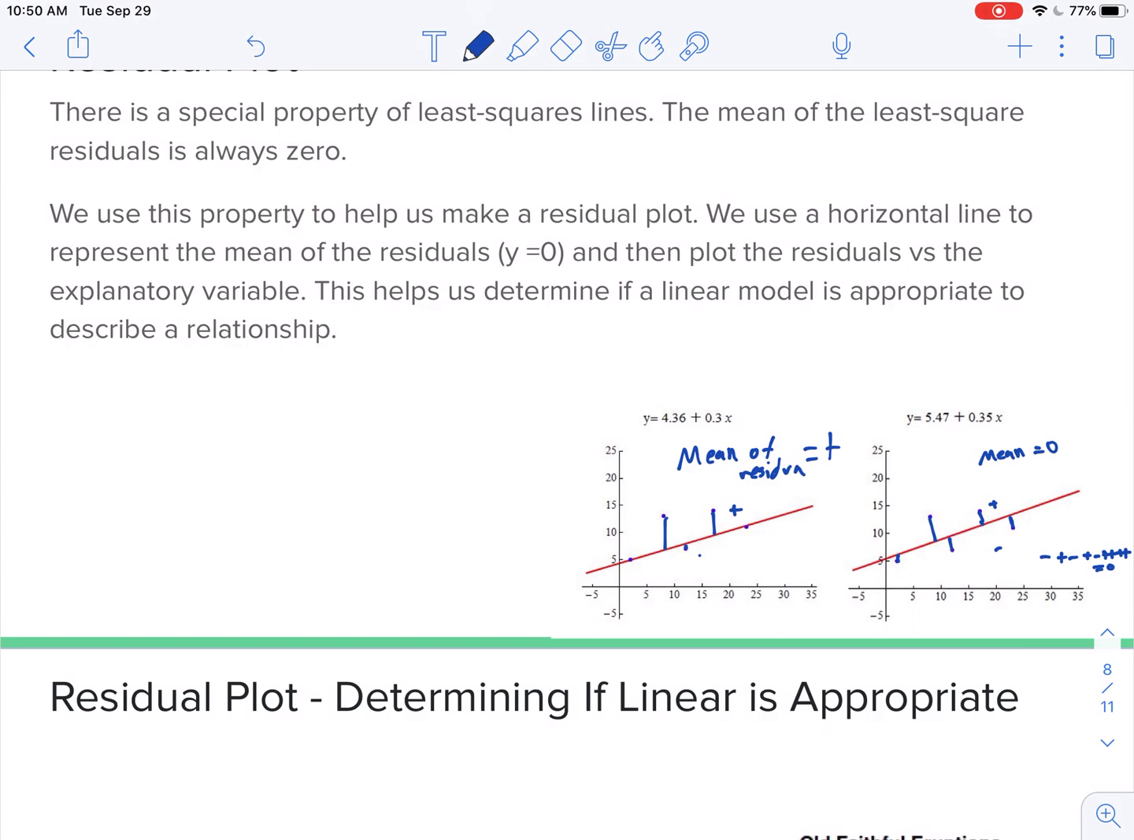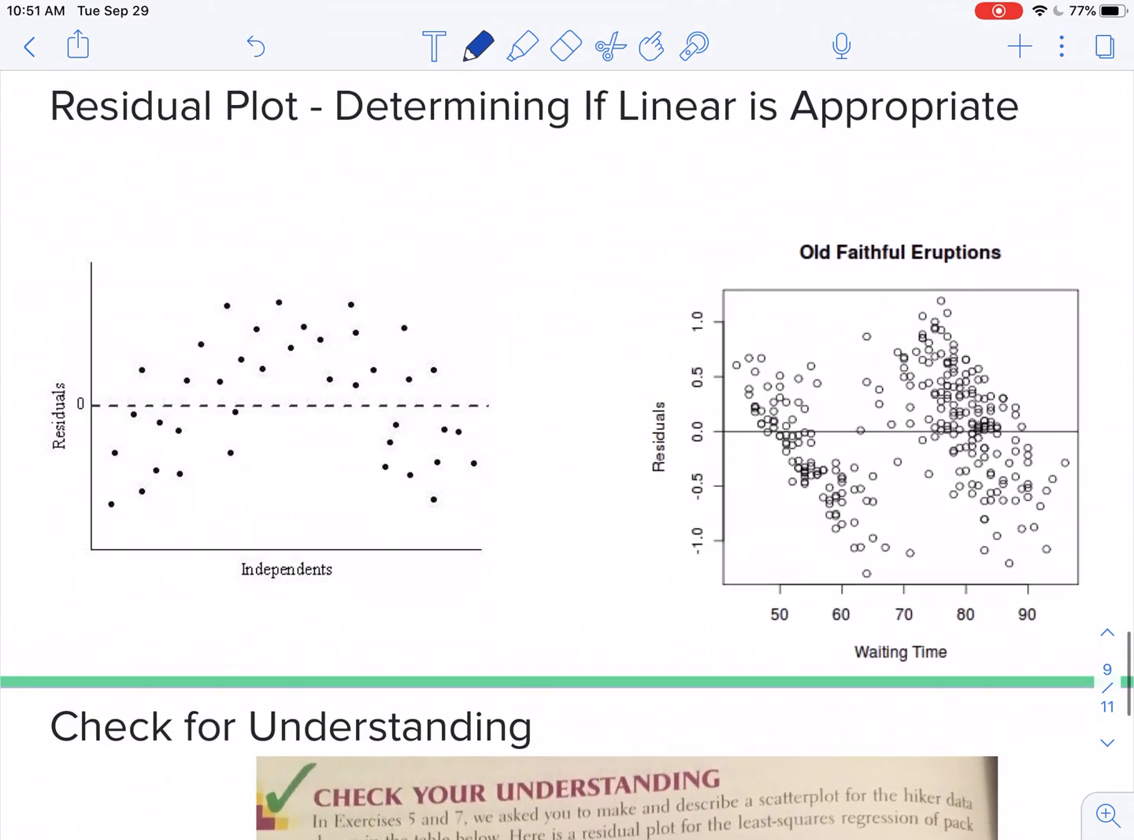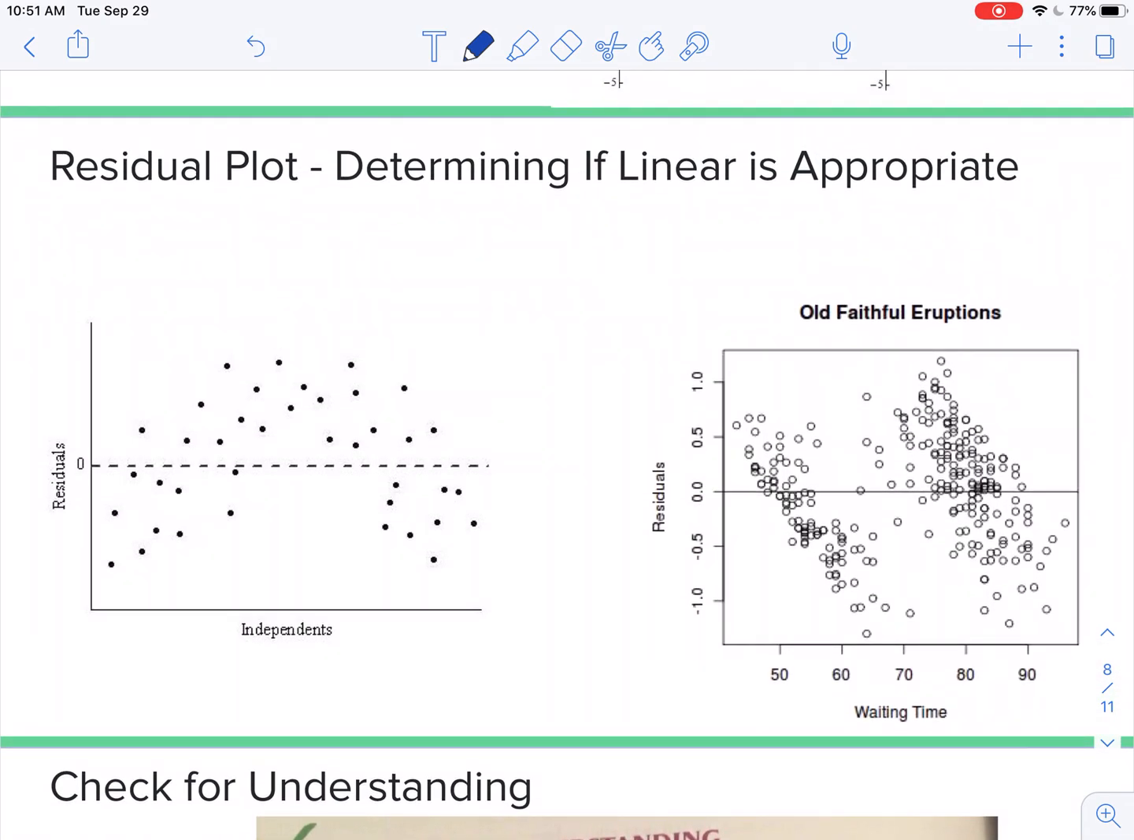But what we are going to change is we're going to shift our y-axis. We're going to change our y-axis from being the number of the observed value to our residual value. And this is going to help us determine if a linear model is appropriate. So here I've got two residual plots. All we're looking at is explanatory variables versus response variables.